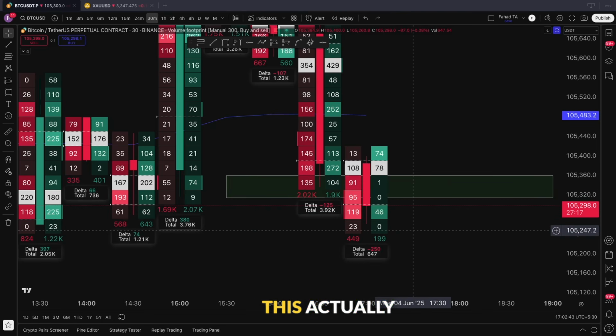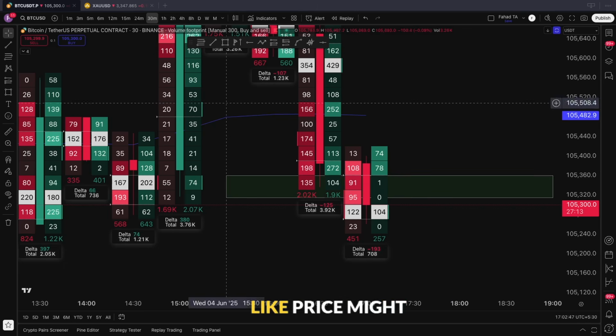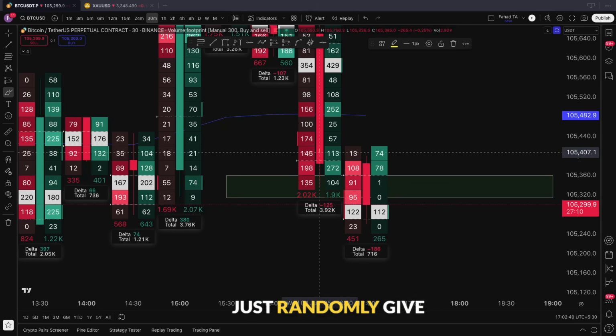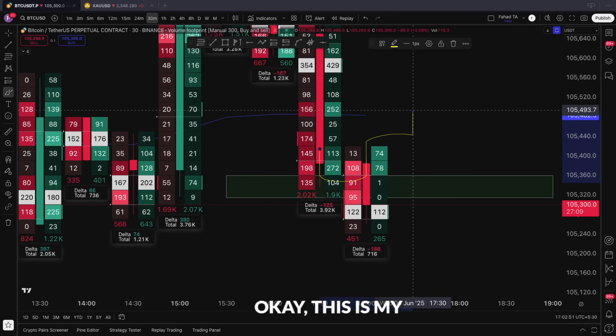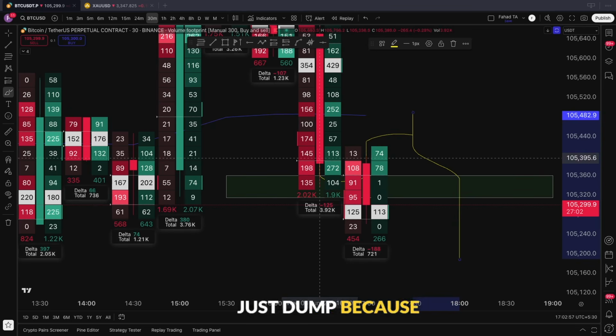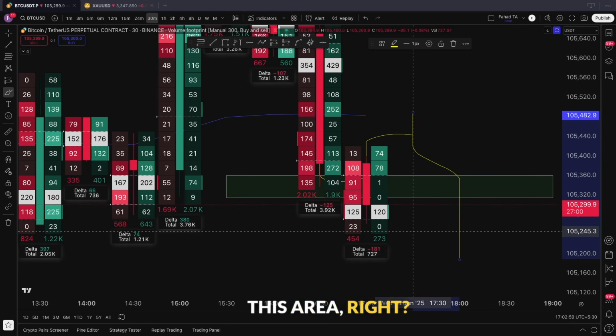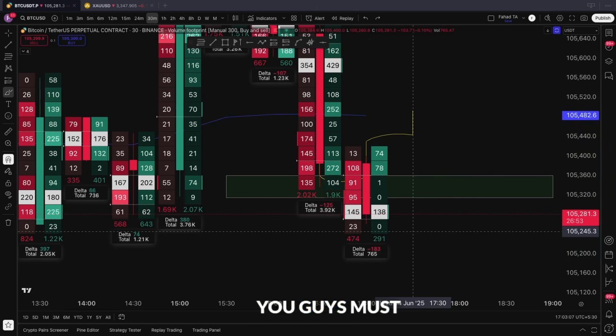So this is how it saves you from getting into a manipulation move. Price might just randomly give you a reversal, and you will think, okay, this is my support level, the price is reversing and I need to get into a long trade. But then eventually it will just dump because there are no buyers around this area. All right. So this is how it keeps you safe and helps you to not get into a manipulation move or a trap trade. You guys must know a lot of traders, they like to say that a lot of traders are getting trapped.